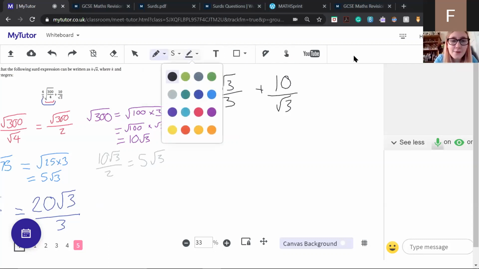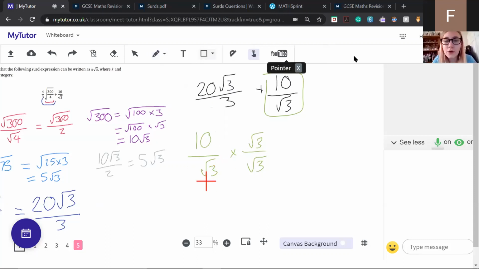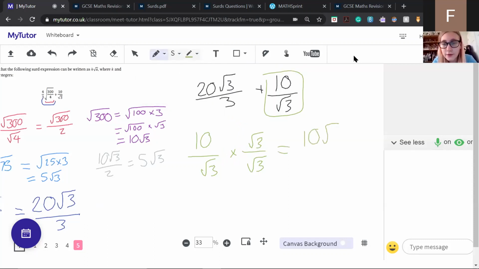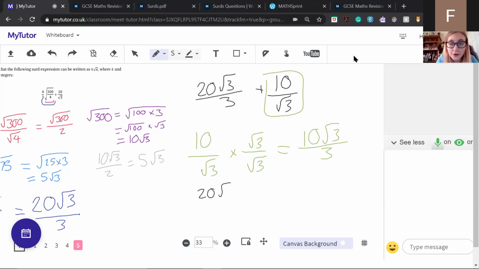So what we can do now, let's just have a look at this. Well, let's get rid of that root 3 by timesing the bottom by root 3, which means we also have to times the top by root 3. Whenever we're rationalising the denominator, you think of, well, what do we want to times the bottom by? Let's times the top by that as well. So then this becomes 10 root 3 over 3. And now, look what this has become. 20 root 3 over 3 plus 10 root 3 over 3.